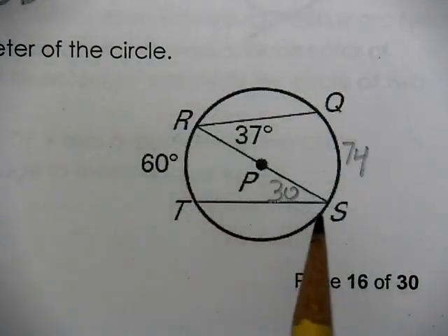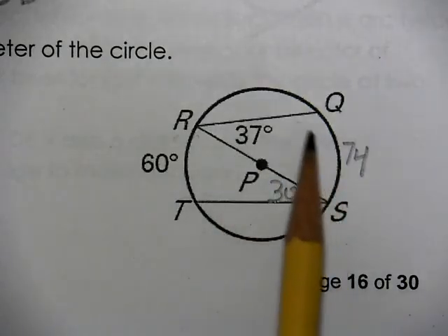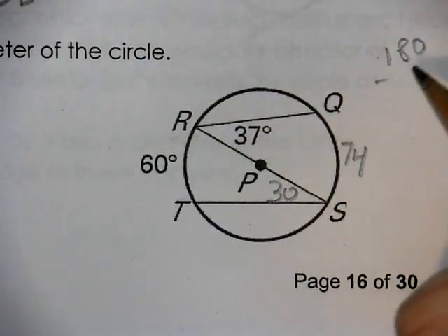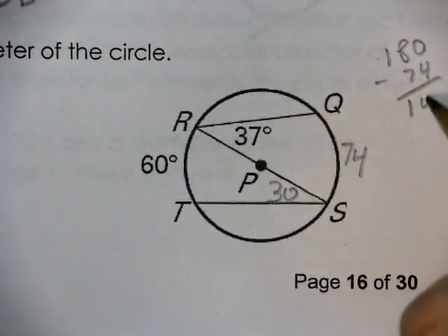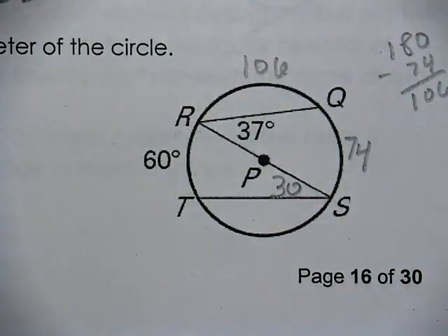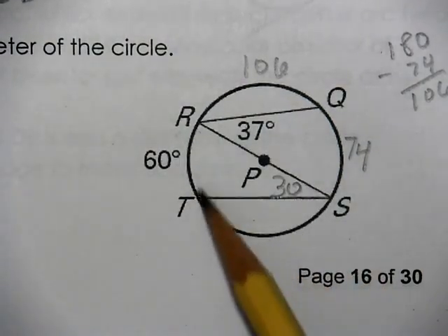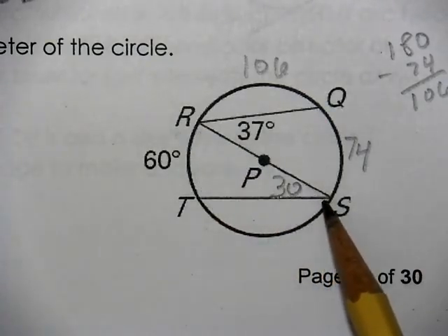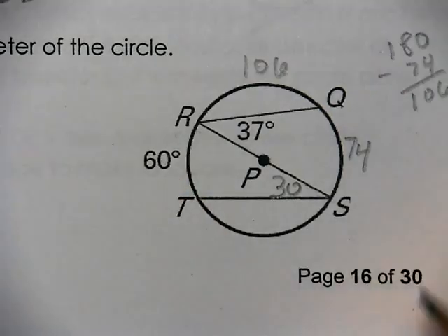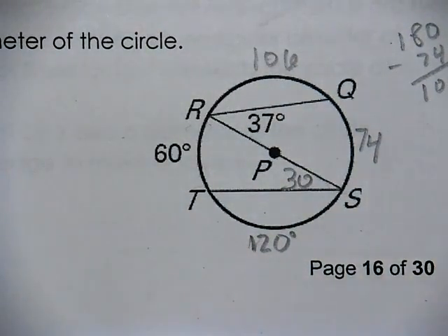This is a diameter. So on this top part, it's 180 degrees. It's a semicircle of 180 degrees. So if we take 180 and we subtract the 74, we'll get 106. Same idea here at the bottom. We'll have a semicircle because our diameter, this is the lower part of the circle. So 180 minus 60 is 120.